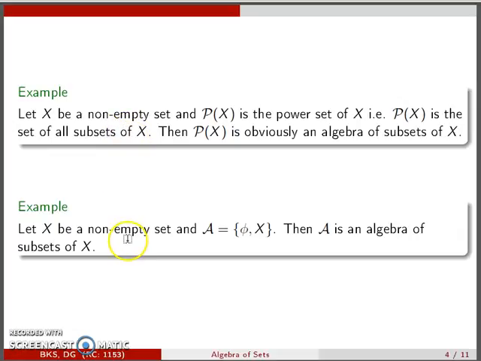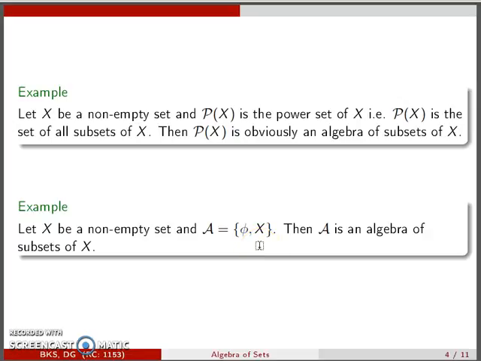So you can have many examples, some abstract examples. Remember that X is non-empty. Consider the power set that consists of all subsets of X. Then it's an algebra of subsets of X. This is the largest possible algebra of subsets of X, and the smallest possible algebra is just the empty set and X.